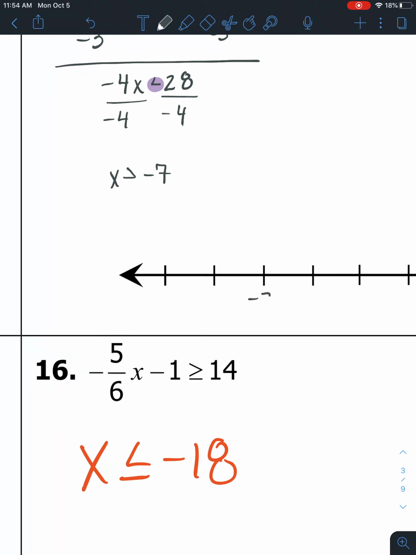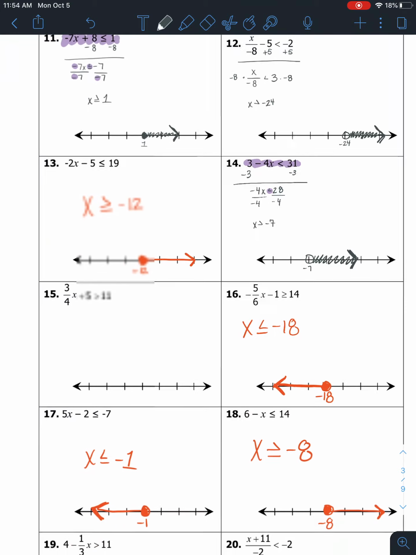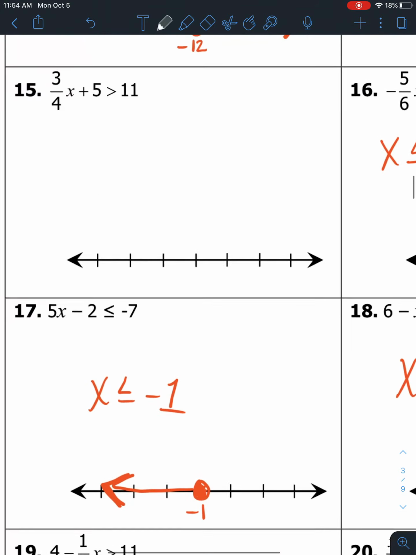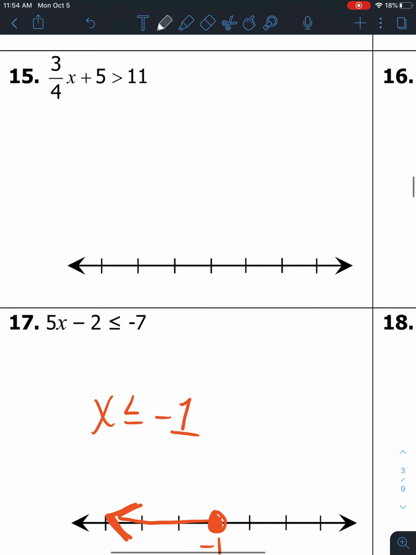Okay, so I'm going to figure out where I would like negative 7. I'm going to put it right here. Open circle. I'm going to shade in the direction that it's pointing. Beautiful. Let's work out 15 here.